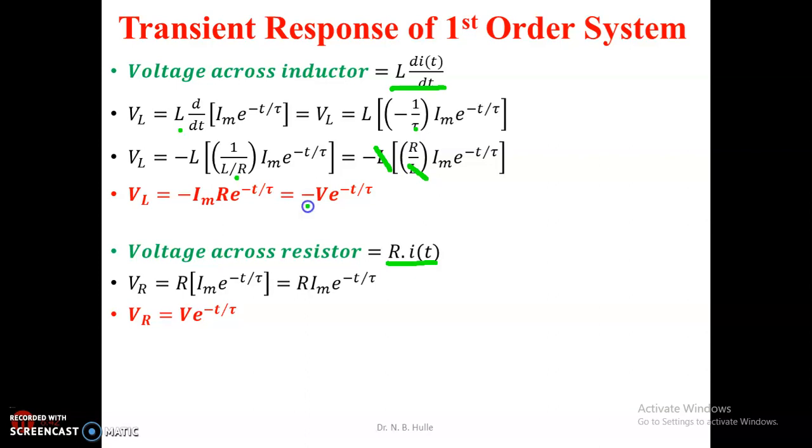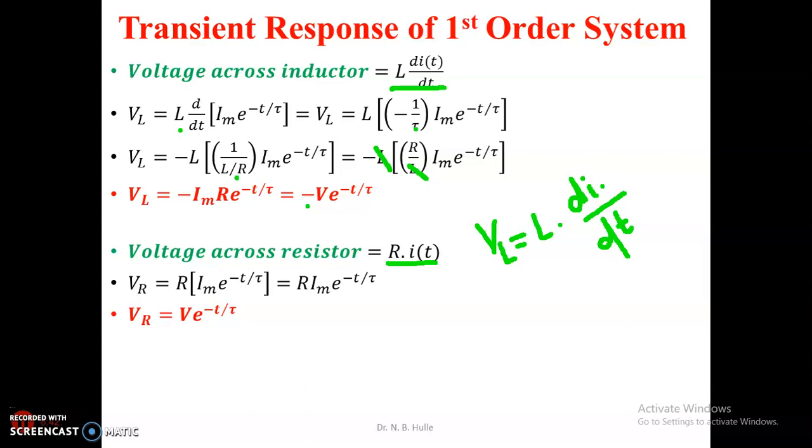Now look at why there is this minus sign. The voltage developed across the inductor is VL, given by the expression L into di of t by dt, or I will simply write it as L di by dt. Di is the change in current. When this di is a positive value, the voltage developed across the inductor will be positive, and whenever this di is a negative value, the voltage developed across the inductor will be negative.